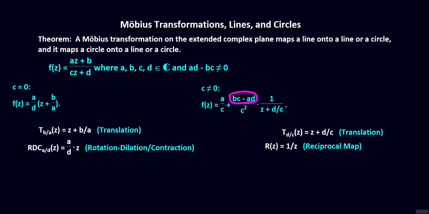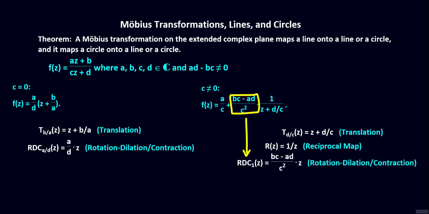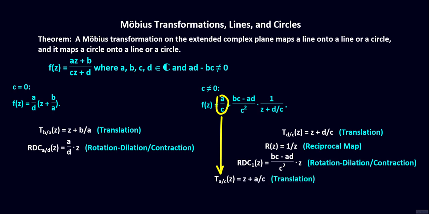bc minus ad is non-zero, since it is the negative of the discriminant ad minus bc, and ad minus bc is non-zero. c squared is also non-zero, so that bc minus ad divided by c squared is non-zero. And so multiplication by the fraction bc minus ad divided by c squared is a rotation-dilation/contraction, which we call RDC sub 1. Lastly, we have the translation T sub a over c. T sub a over c of z equals z plus a over c.